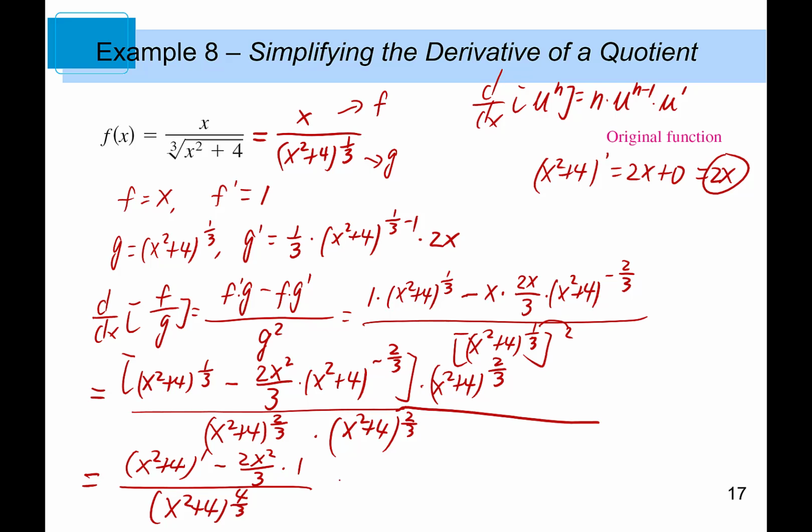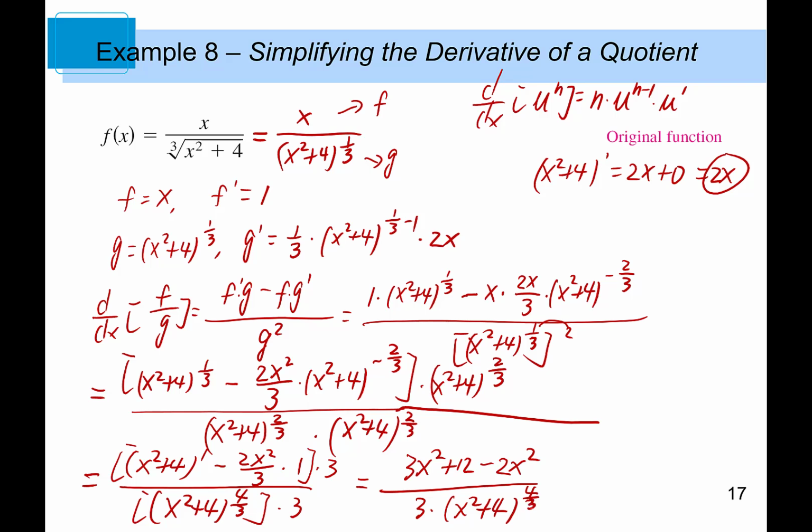Okay, so then next step, we multiply both top and bottom by 3 to get rid of the denominator. So we get 3x squared plus 12 minus 2x squared, over 3 times (x squared plus 4) to the 4 over 3. Then 3x squared minus 2x squared is x squared, so we have x squared plus 12 over 3 times (x squared plus 4) to the 4/3. So definitely refresh your algebraic skills if you feel like this is challenging for you.